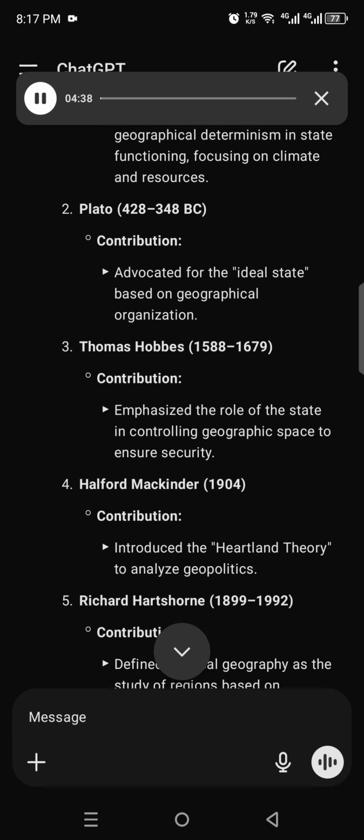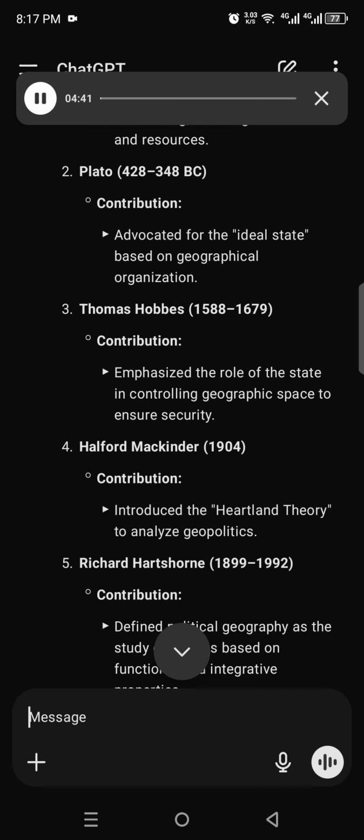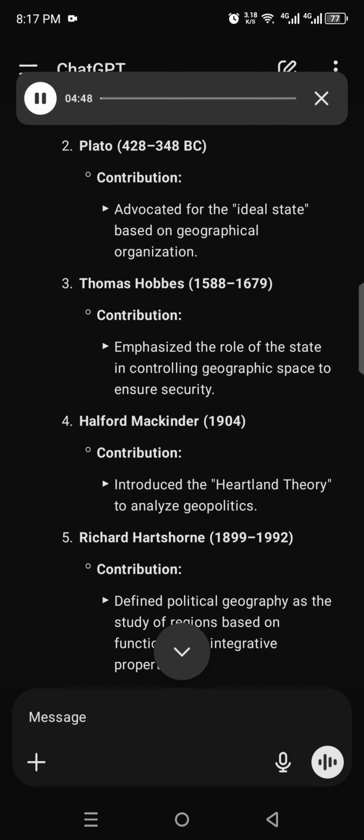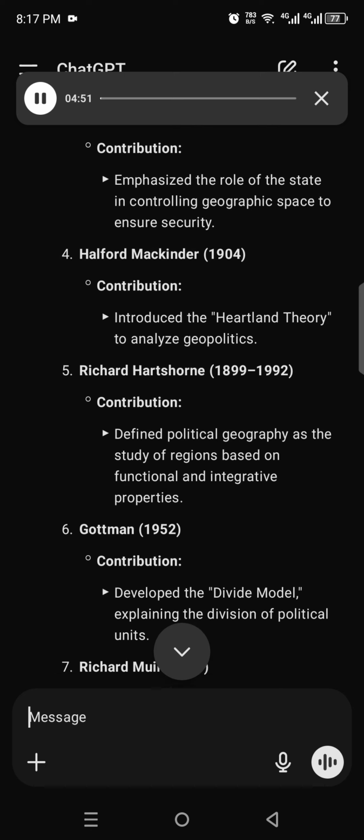3. Thomas Hobbes, 1588 to 1679. Contribution: emphasized the role of the state in controlling geographic space to ensure security. 4. Halford Mackinder, 1904. Contribution: introduced the Heartland theory to analyze geopolitics. 5. Richard Hartshorne, 1899 to 1992. Contribution: defined political geography as the study of regions based on functional and integrative properties. 6. Gottmann, 1952. Contribution: developed the divide model, explaining the division of political units.